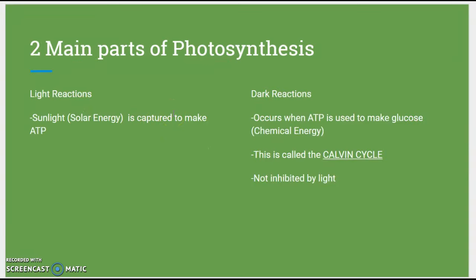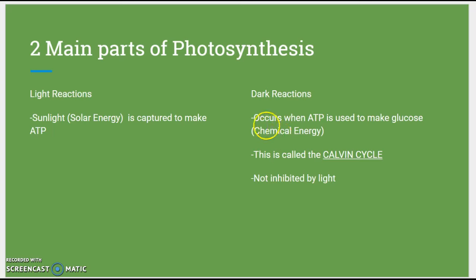There are two main parts of photosynthesis. We have something called the light reactions and the dark reactions. So in the light reactions, sunlight is captured, so that sunlight goes into the chloroplast and ATP is created. Now remember, when we talked about cell transport, ATP is cell energy. So this is just another word for us to say energy, and we'll talk more about ATP later.